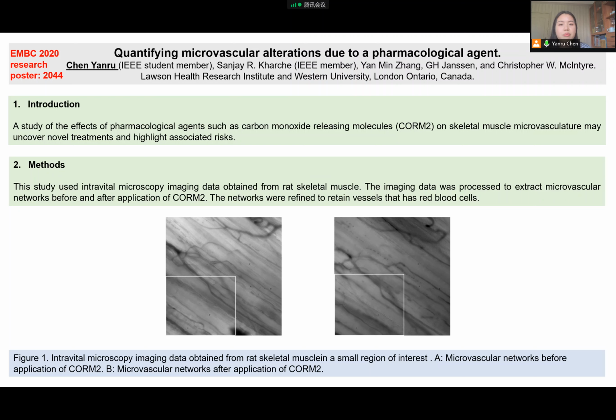We used intravital microscopy imaging data obtained from rat skeletal muscle, then processed them using Fiji ImageJ semi-automatically, using a combination of multi-thresholding and available segmentation methods. Vessel networks were skeletonized. The skeletons were overlaid with the images to permit manual measurements of representative radii. The networks were refined to retain vessels that had red blood cells.